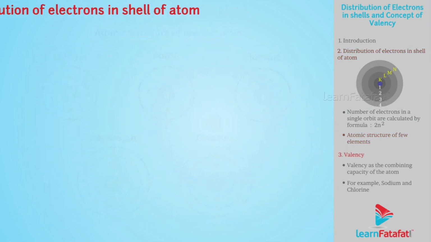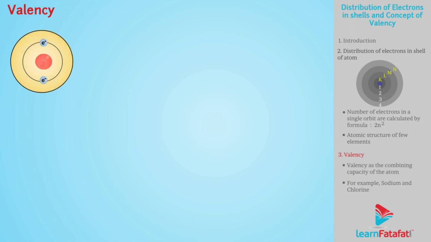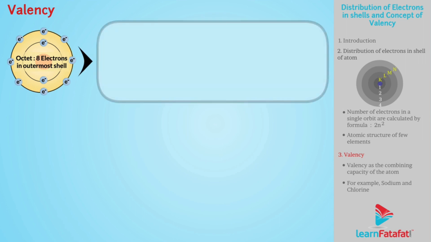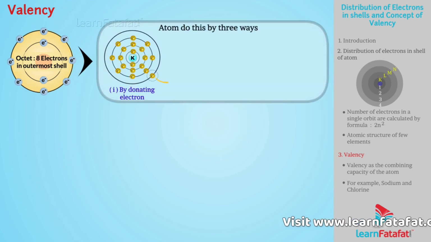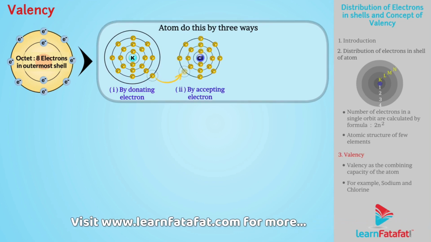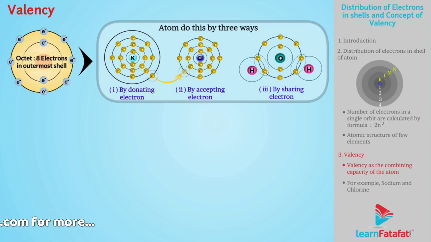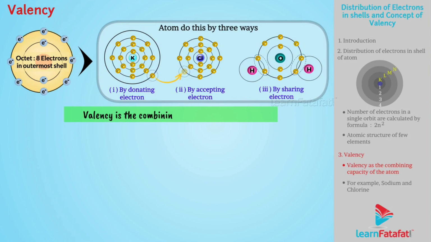Let's now understand the term valency. It is clear that every atom tends to achieve an octet in its outermost shell. Atoms do this in one of three ways: by donating electrons to another atom, by accepting electrons from another atom, or by sharing its electrons with another atom. So we can define valency as the combining capacity of the atom.